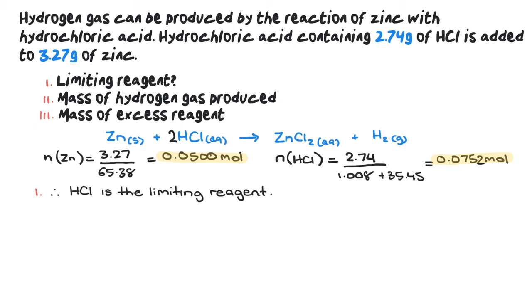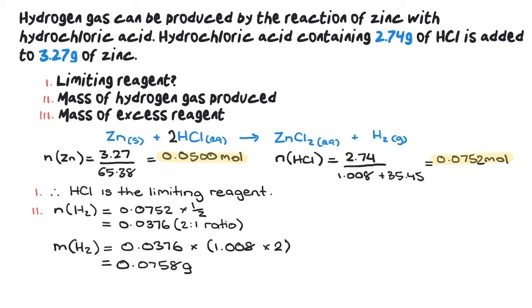So now we know the exact number of moles that's going to be reacted. We can now work out the number of moles of hydrogen gas being produced because it's in a 2 to 1 ratio, and then we can convert these moles into mass, so here we go.